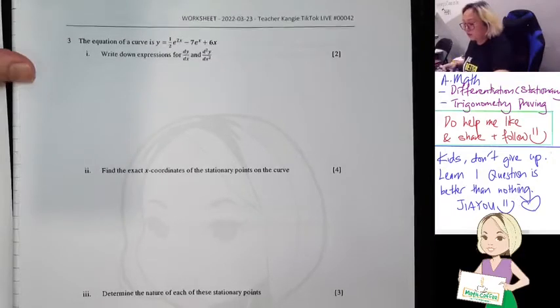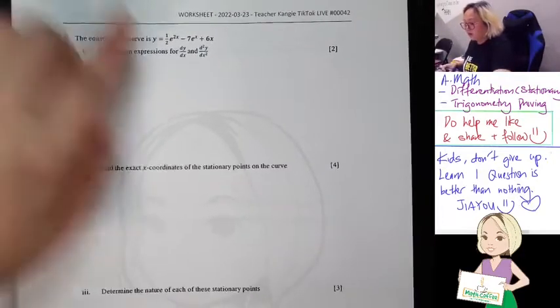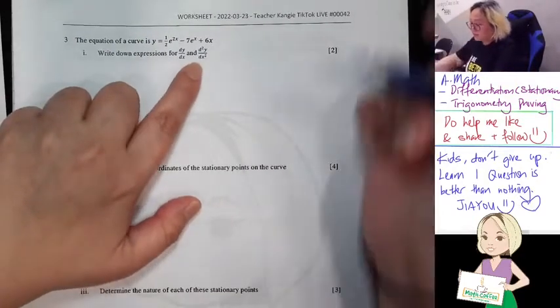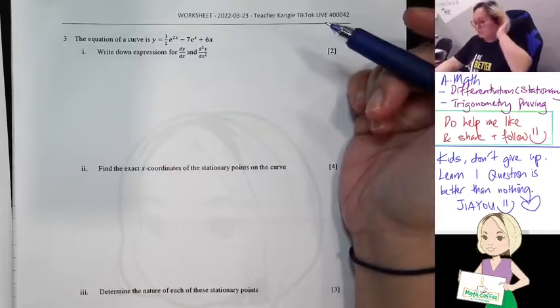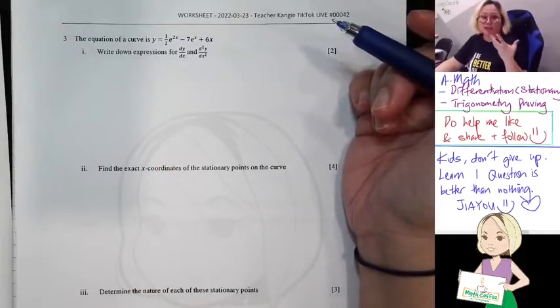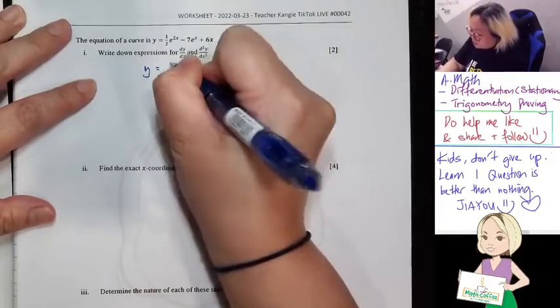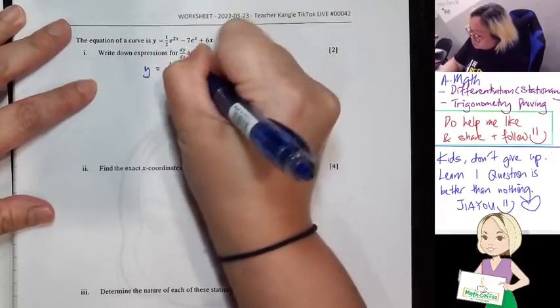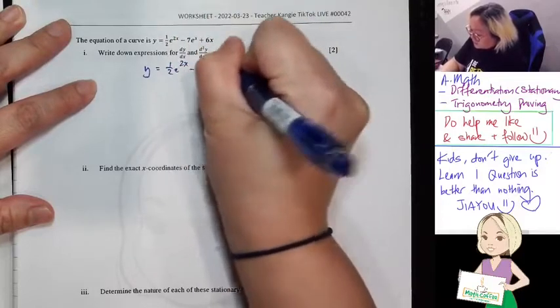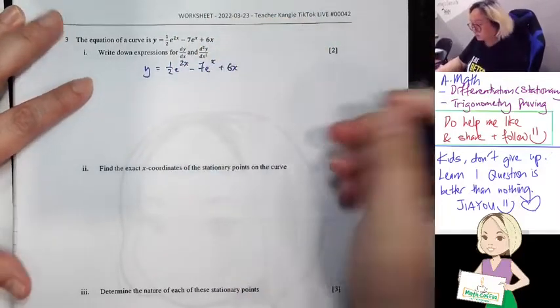So now they want to find dy dx and d square y dx squared. This is differentiation of exponential. I write out my y first. y equals half e^2x minus 7e^x plus 6x.